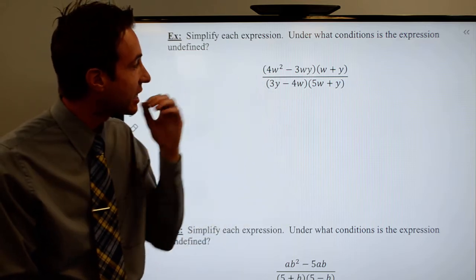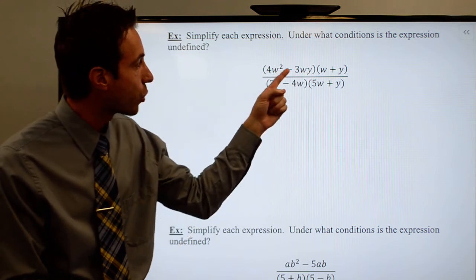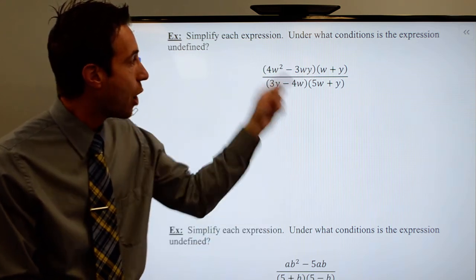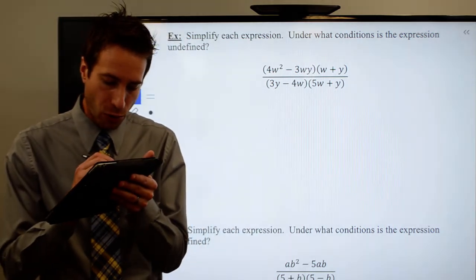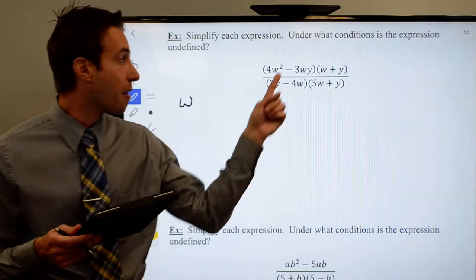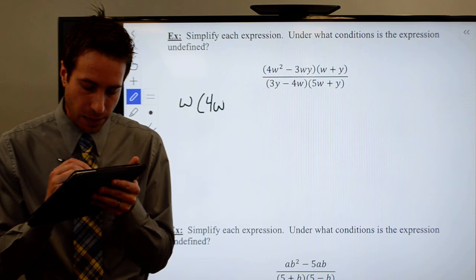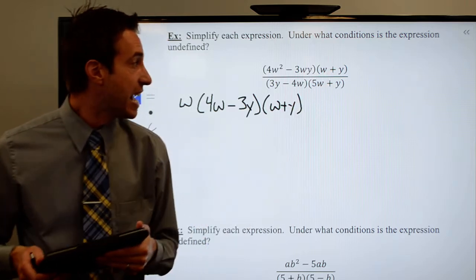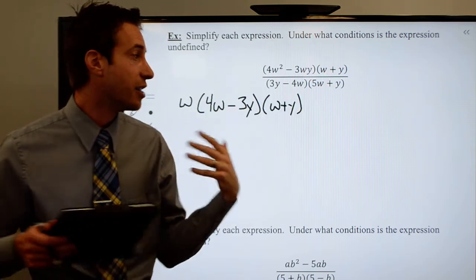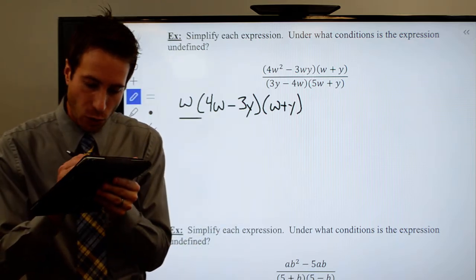Again, I take a look at this and it looks like I've got a little bit of factoring to do in the top. I recognize the 4w squared and the minus 3wy, so I can pull out a GCF of w. I pull a w out of this quantity, and that leaves me with 4w minus 3y, all multiplied by w plus y. There's nothing I can do to that. In the bottom, there's no GCF I can pull out, so I'm just going to leave them the way they are.